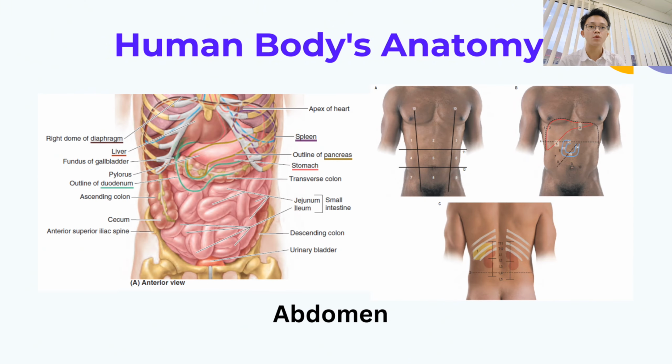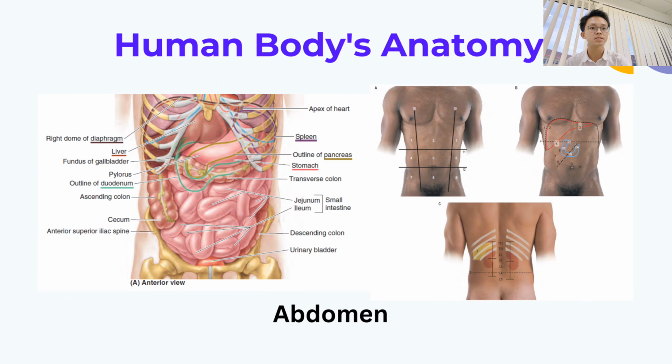Now we look at the abdomen. The abdominal cavity lies between the thoracic diaphragm and pelvic cavity. It contains digestive organs such as stomach, intestine, liver, pancreas, and spleen, and also urogenital structures like kidney and ureter. The abdomen can be divided into four quadrants: right upper quadrant, left upper quadrant, right lower quadrant, and left lower quadrant.